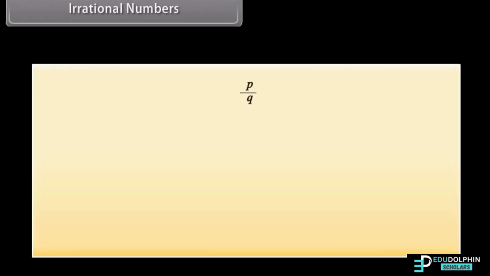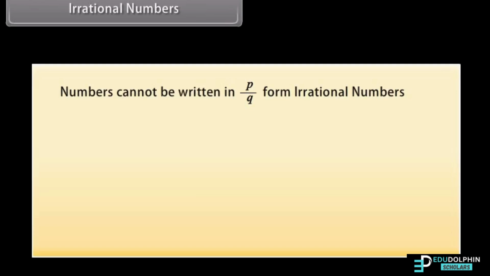Irrational numbers. You must be wondering if there are such numbers which are not in the form of p by q. Yes, there are numbers which cannot be written in the form p by q. Those numbers are called irrational numbers. For example, square root 2, square root 3, square root 7, 0.101001000100001 and so on, pi and so on.